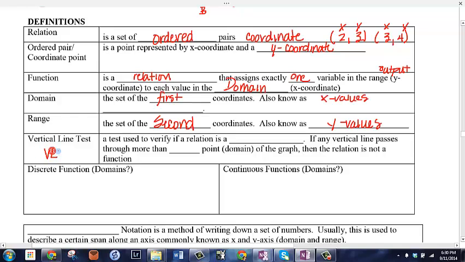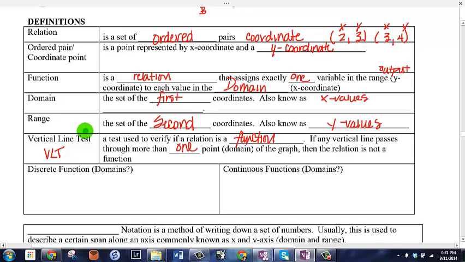We like to write it shorthand as VLT, not BLT, that makes me hungry. But here's the test. So it's a test used to verify if a relation is a function. Okay. If any vertical line passes through more than one point of the graph, then the relation is not a function. So it's a visual test, and I'll show you what that looks like in just a minute. But we do have a test to see if our relations, points that we're plotting, is a function or not.